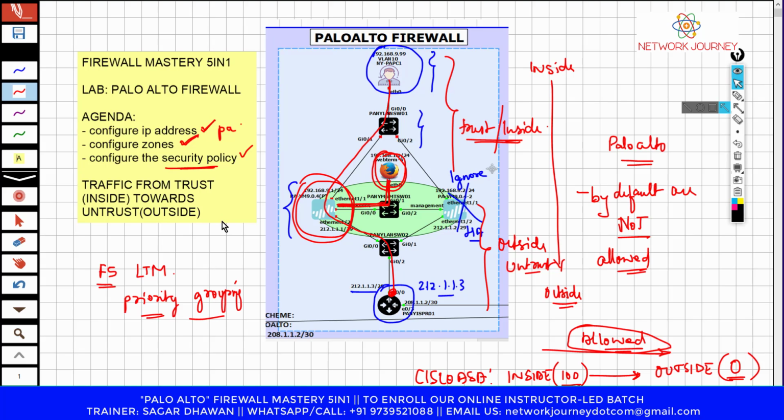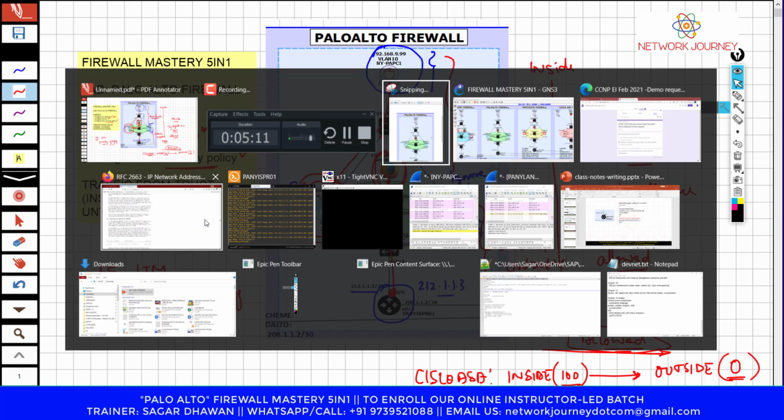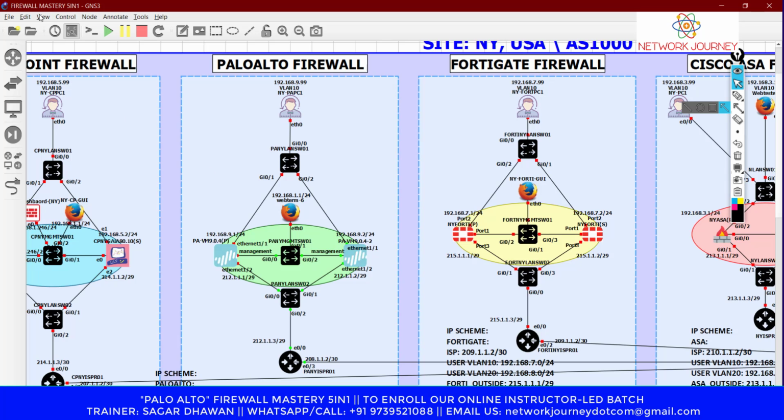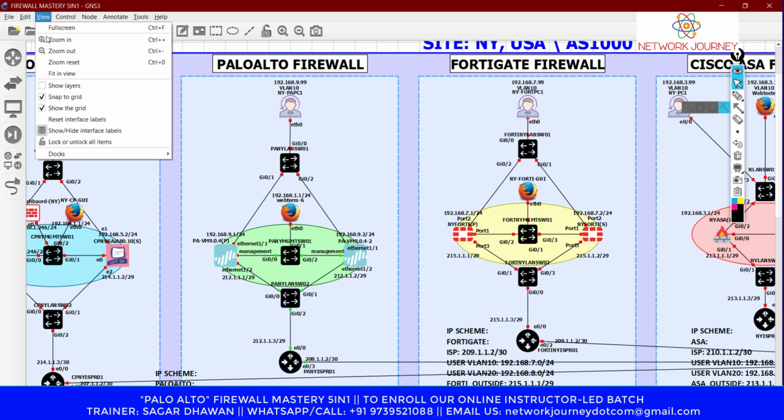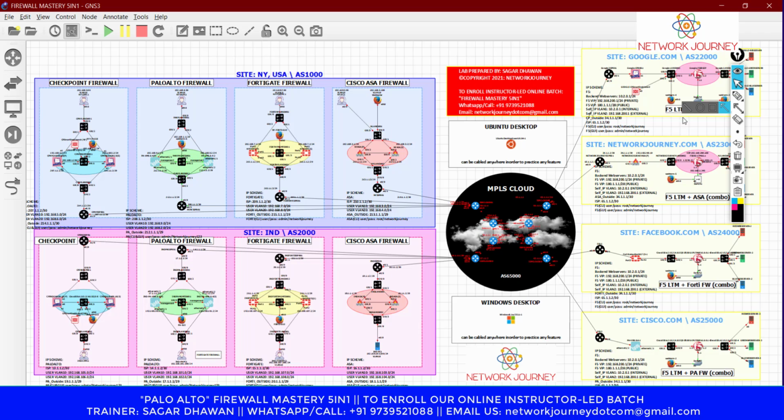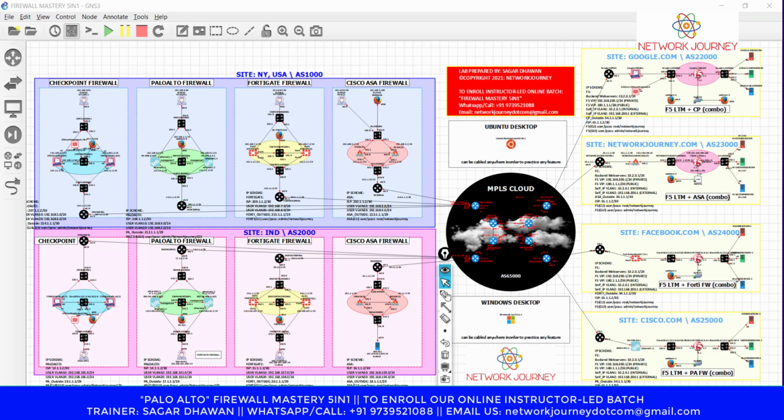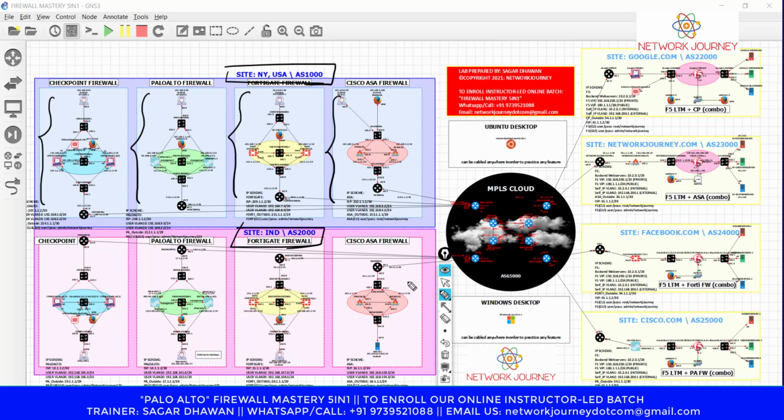Okay, for those who have not seen my Firewall Mastery 5-in-1 topology, let me take you to this lab. So this is my topology for Firewall Mastery 5-in-1. This is where I kept Checkpoint, Palo Alto, FortiGate, Cisco ASA. This is under site New York. And we also have another site, India, with autonomous system 2000, and I have placed some ASA, FortiGate, Palo Alto, and Checkpoint.